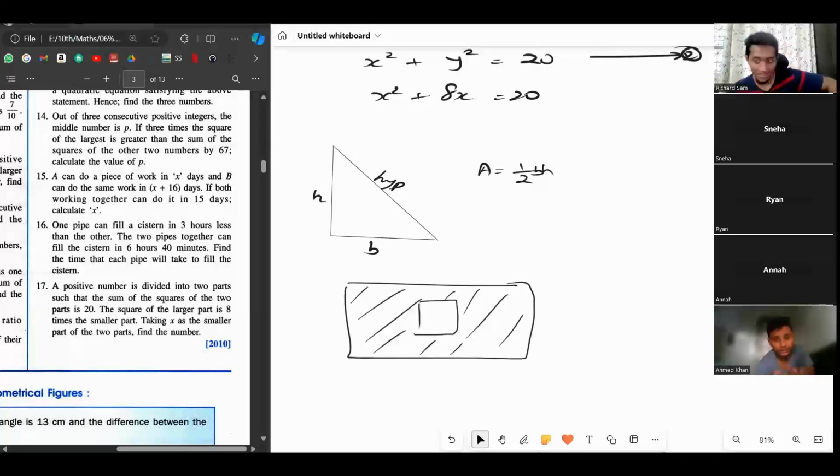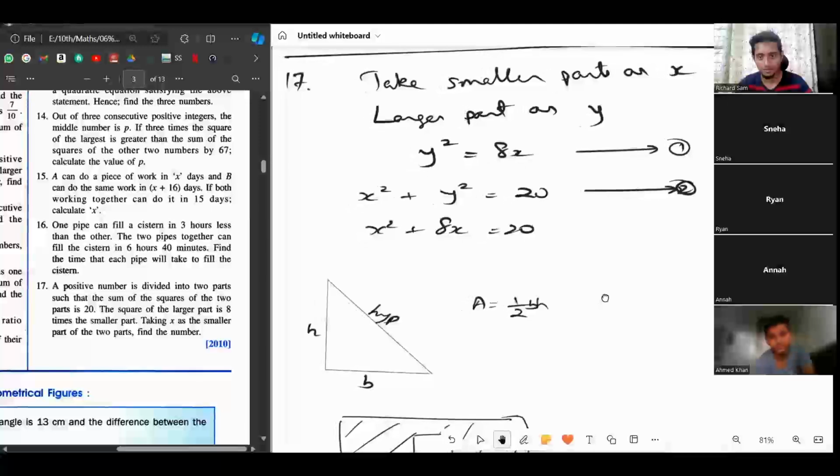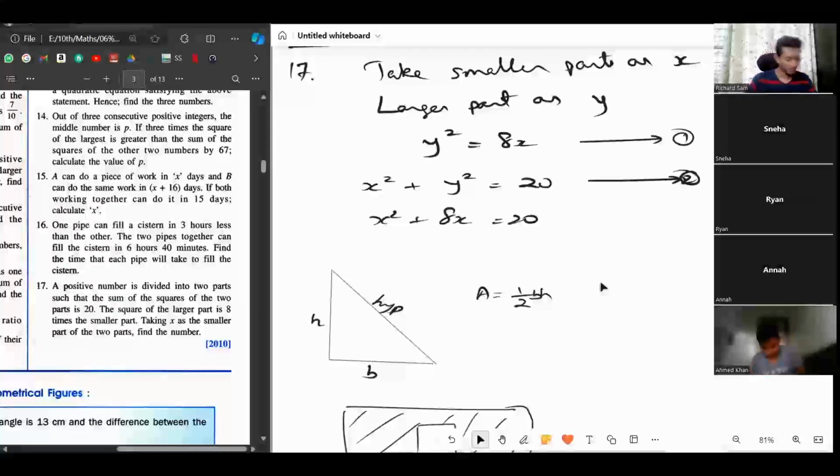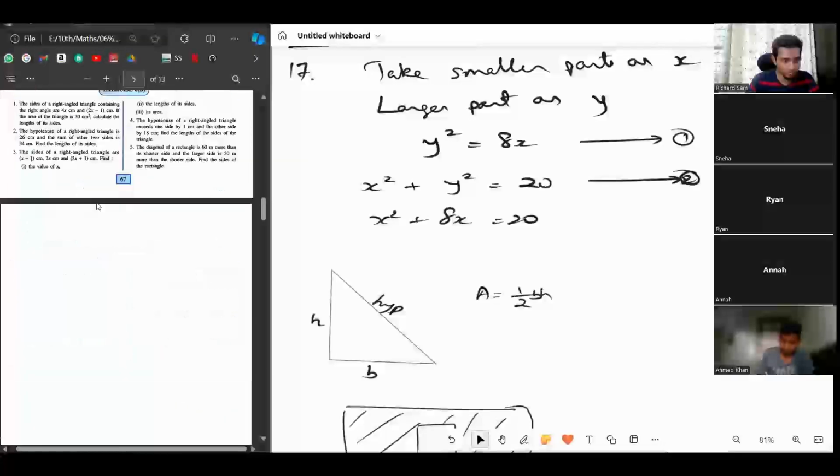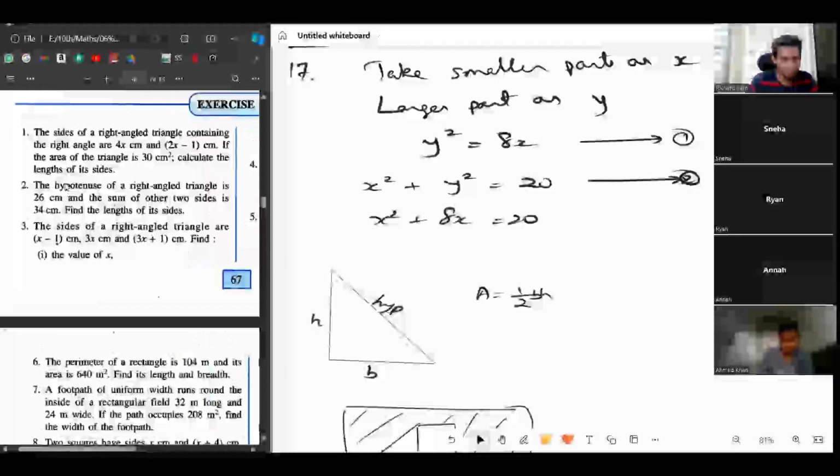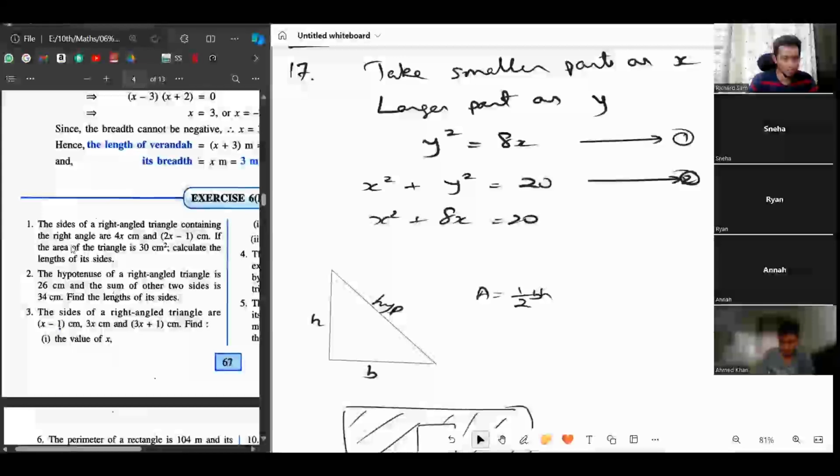So can you take that page down? Pardon me? Can you take the page down for 13th question, last exercise? Right first. So if you have finished, go to the second question in exercise 6B. In my book, it is the first question.